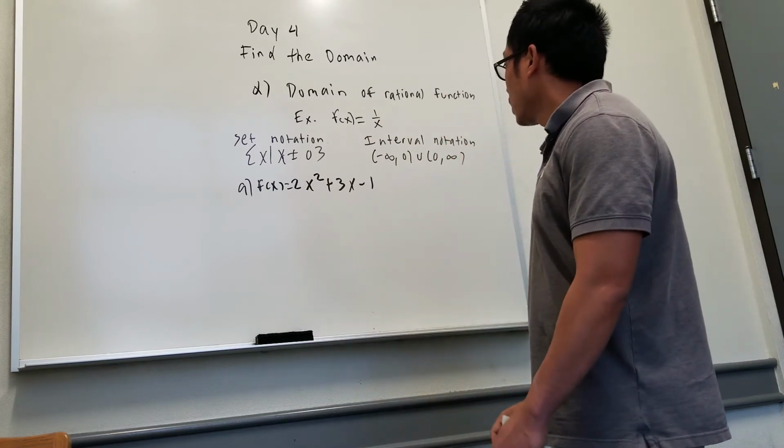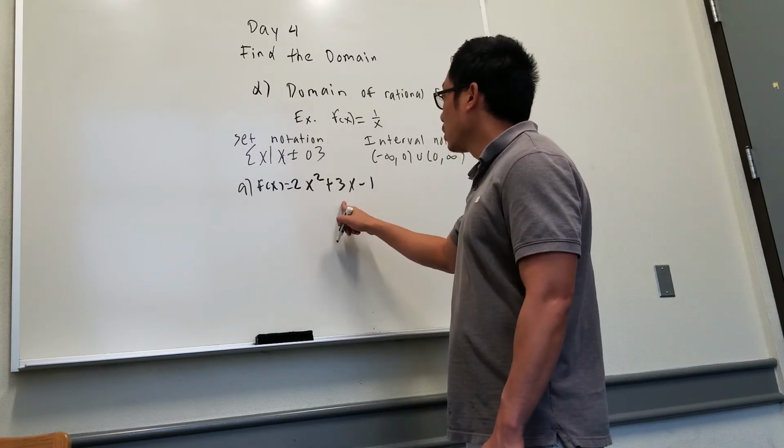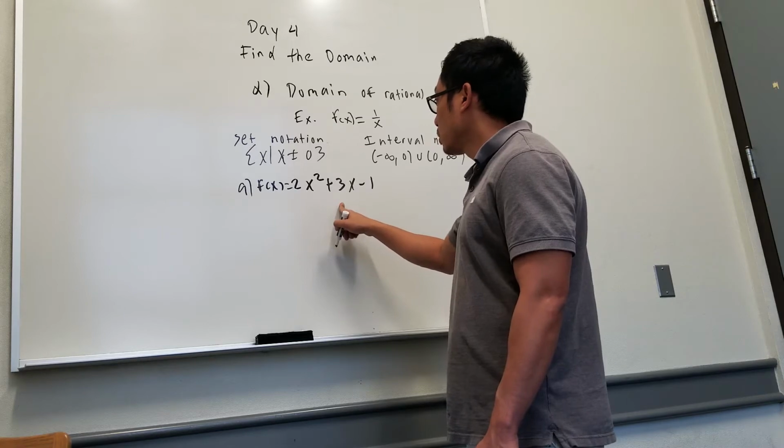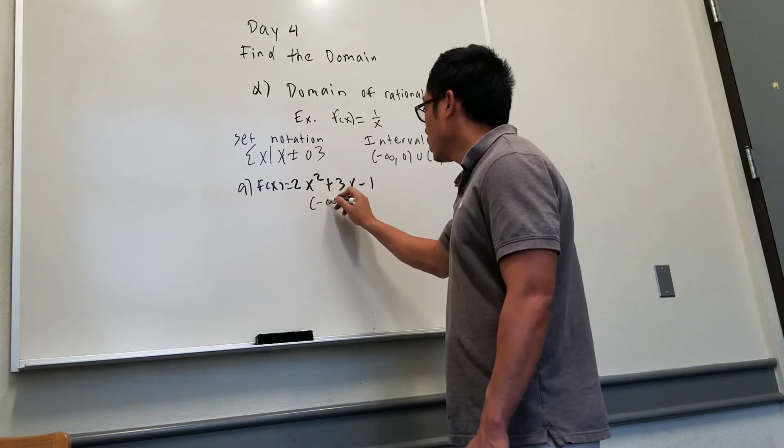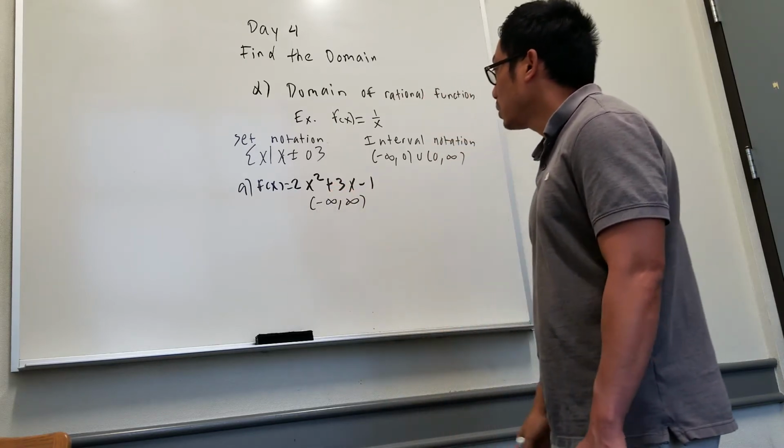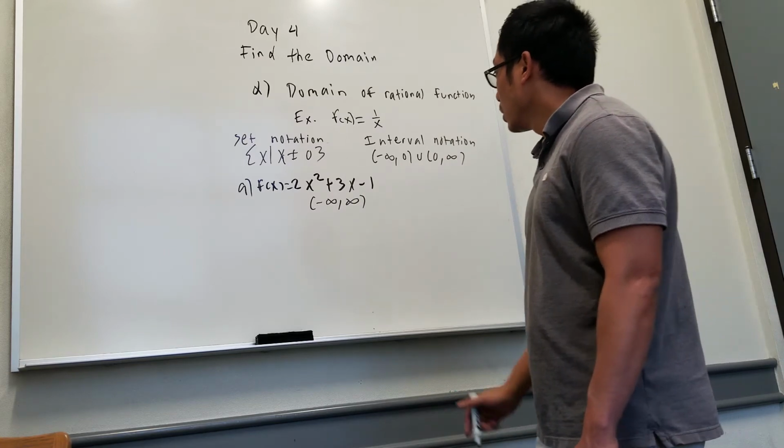So what's the domain of that? We've got to identify, first of all, what this is. It's a polynomial, so the domain is all real numbers. Why? Because I can plug in any number, right? B.